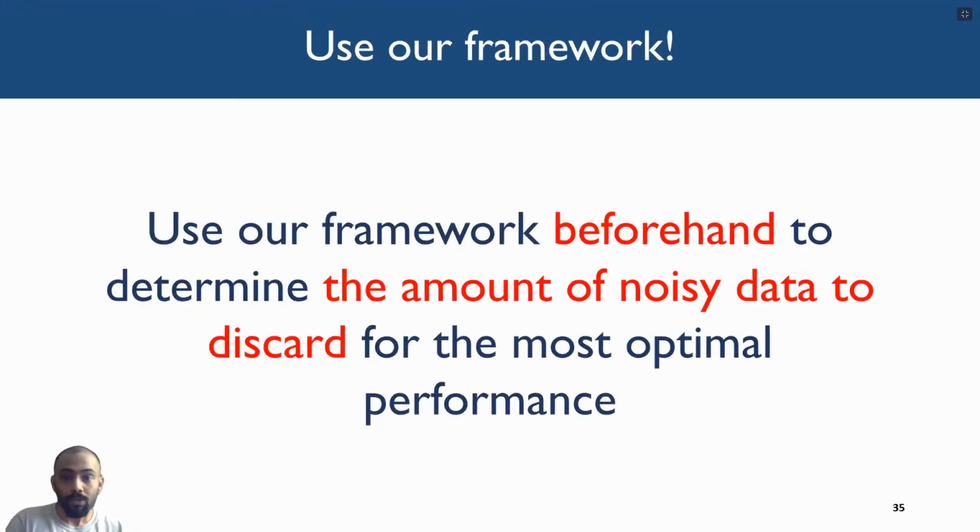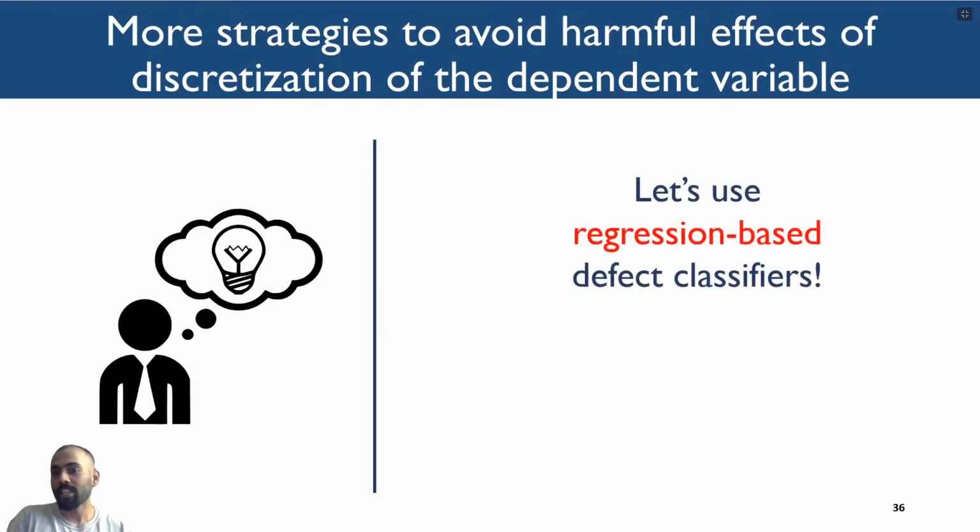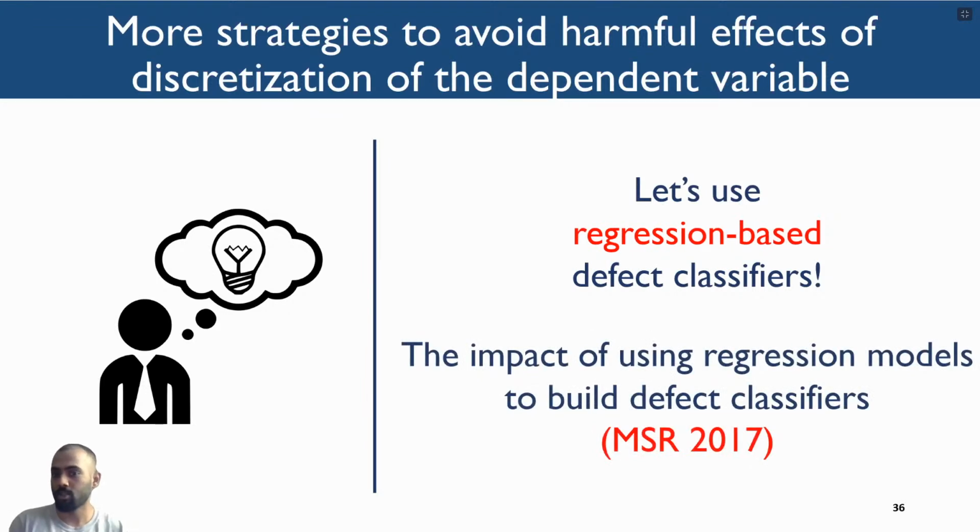So if there's one thing that I can tell as a summary of our paper, please use our framework to see how many noisy points you have to discard around your cut point. And finally, if you think this whole idea of discretizing is the problem, we have another paper in MSR where we talk about how we can use regression-based classifiers to avoid this whole problem of discretizing the dependent variable, so there's no noise that is generated. So you can check it out.